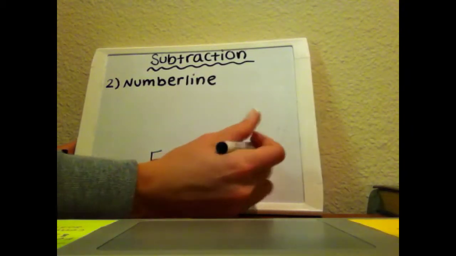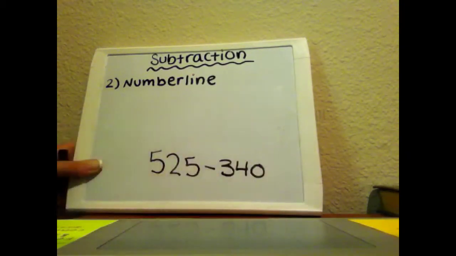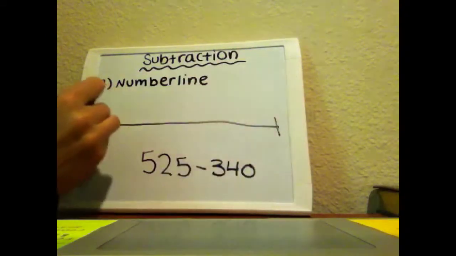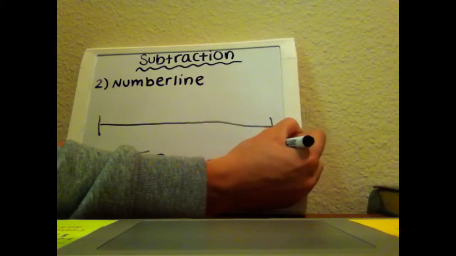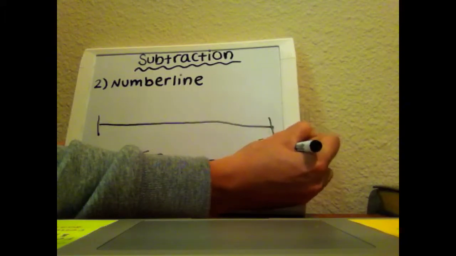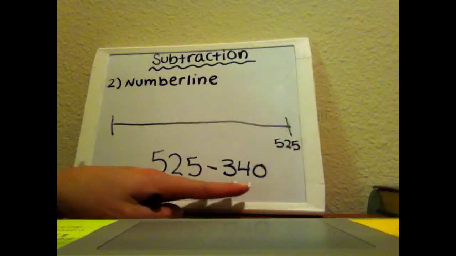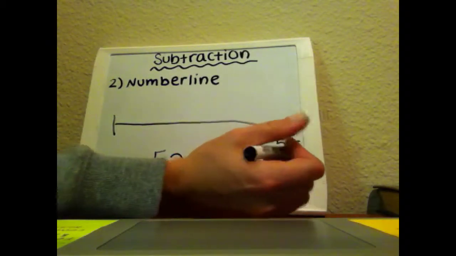So for this problem, we're going to do 525 minus 340. So we'll start off again with our number line. And at the end is going to be 525. So since we're dealing with hundreds, just like we broke up the second number in our last problem into tens, we can break up 300 into multiples of 10, but we can do it on a larger scale. We can break it up even by hundreds. So we know we can definitely take 100 from 525.